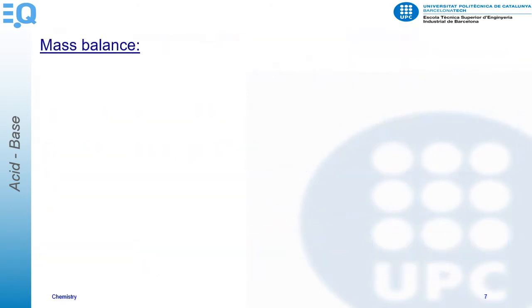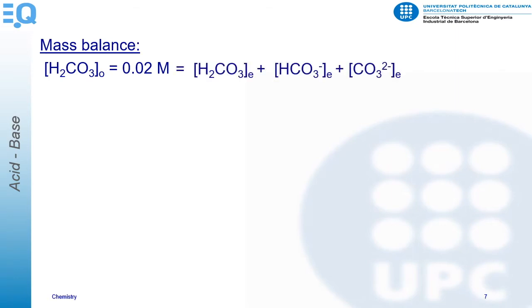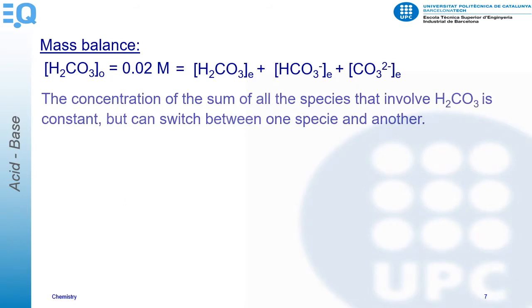The mass balance is defined as follows. The initial concentration we are given is equal to the sum of all species of the compound in equilibrium. In this case, they are the different ions obtained when carbonic acid loses 1 or 2 hydrogen cations. The initial concentration of the weak acid is distributed in the different species in equilibrium in a way that the total concentration is the same as the initial concentration. No mass can be created nor destroyed.